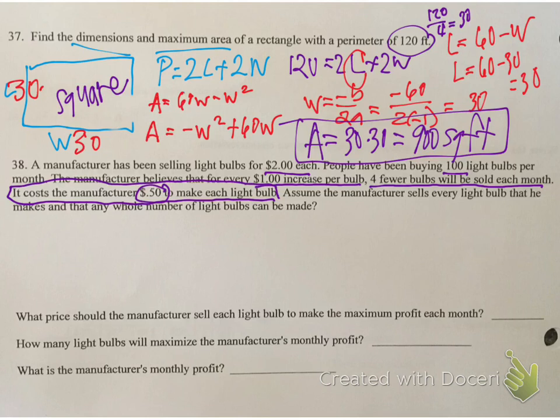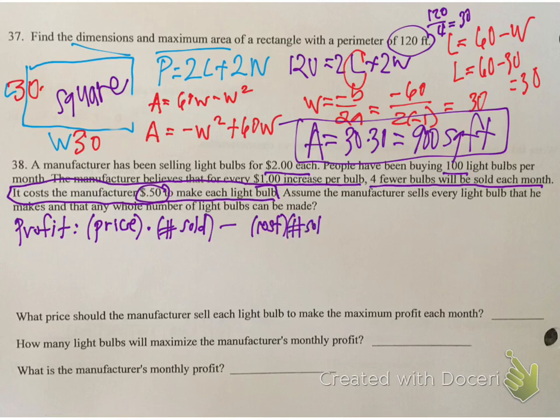So to figure out the profit, because I want to maximize the profit, my profit would be the price that he sells times the number sold. However, in this question, they're giving us the cost. So I need to figure out how much it costs times the number sold. So however much I'm selling them for, and then I also need to factor in how much it costs and subtract that as well. If I were to create an equation from this, my base price is $2.